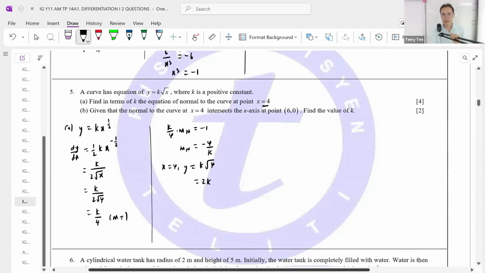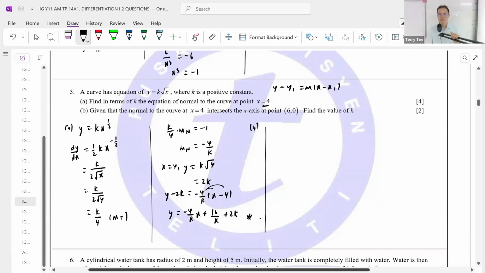Right? So I know my x, I know my y. I can form the equation of a straight line by using what? y minus y1 equals m times (x minus x1). So my y1 is 2k, my gradient of the normal is -4 over k, my x1 is just 4. So you multiply inside. You can multiply over or multiply inside, up to you. Just times inside: -4 over k x plus 16 over k plus 2k. There you go. That is your answer for part A.